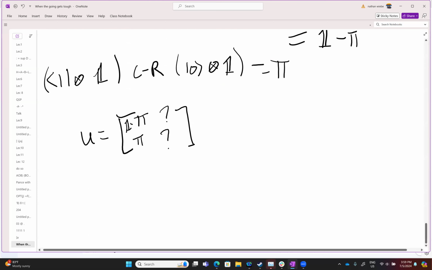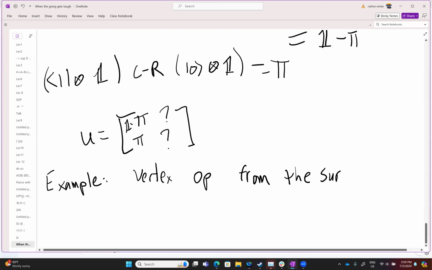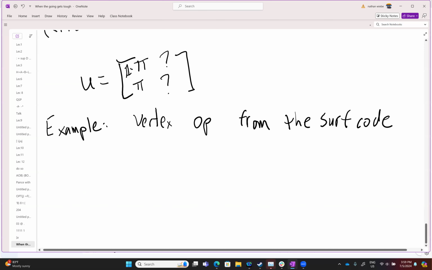And so, as an example, let's imagine what we want to do is we want to do the vertex operator from the surface code. Now, the vertex operator is an operator that ends up looking like this. Say we've got a qubit at the center here that I'm going to call qubit 0. We're going to have a cluster of neighbors around it.